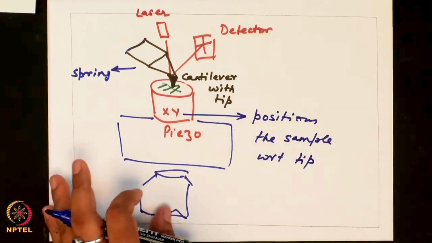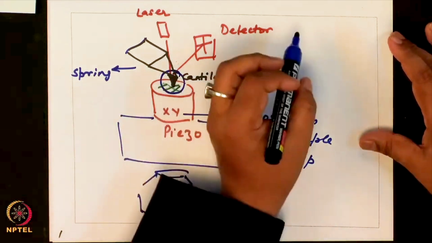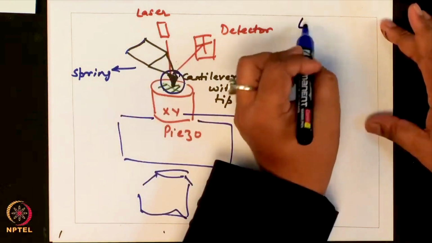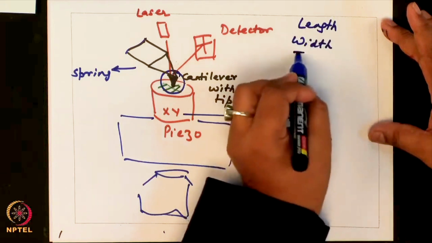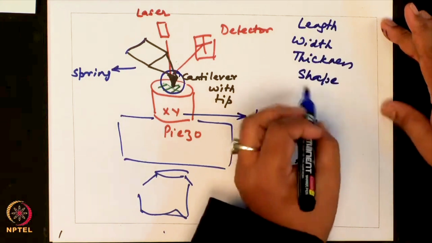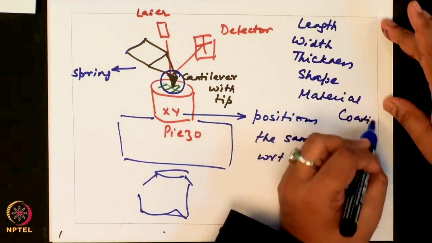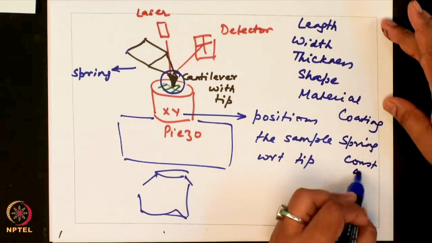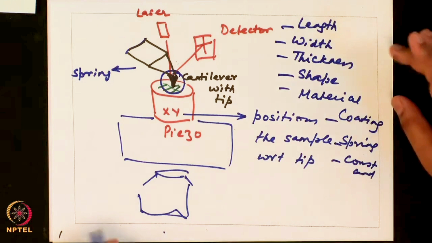Okay. So, if you look closely at the tip geometry, you can have various different geometries. From these, what you will see is the length, the width, the thickness, the shape, the material, the type of coating you provide, and the spring constant. These are several of the properties that can be varied.